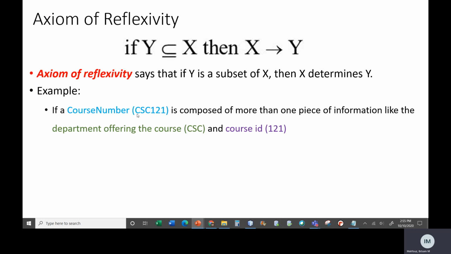Let's say I have CSC 121. If I look at CSC 121, that consists of two parts. It consists of CSC, which tells me the department offering the course, or what kind of course it is, that it's a computer science course. And then it consists of 121, which is the course ID, and it also tells me that this is a 100-level course. So this course number, let's call that X, consists of two things: the department offering the course and the course ID.